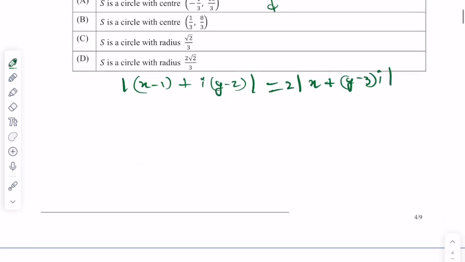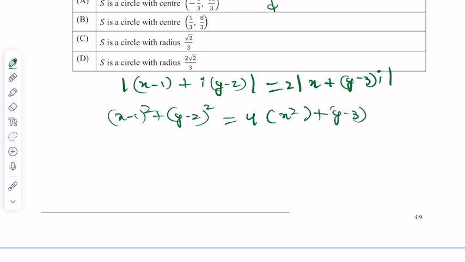Now if mods are equal, you can just equate the values. I can say that (x minus 1) whole square plus (y minus 2) whole square should be 4 times (x square plus (y minus 3) whole square). Now we can clearly see it's going to form a circle.